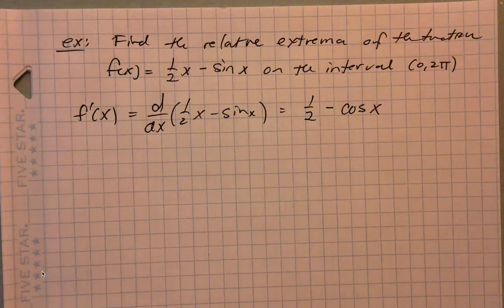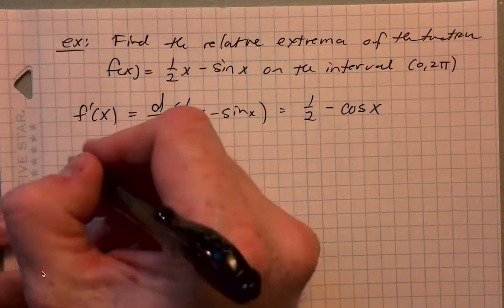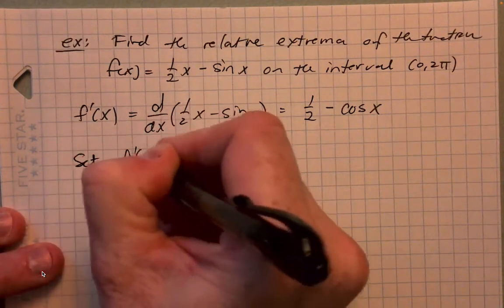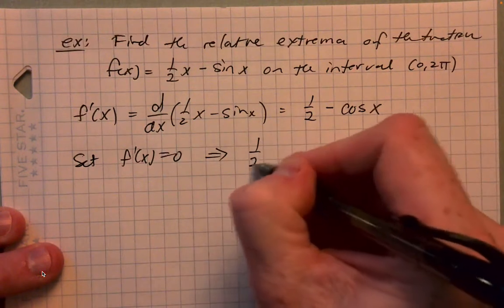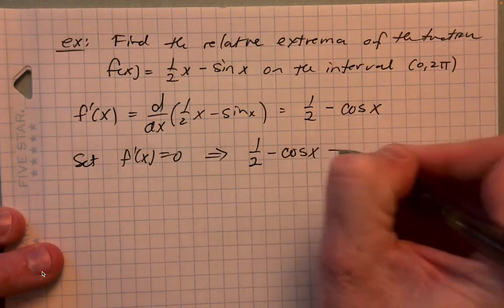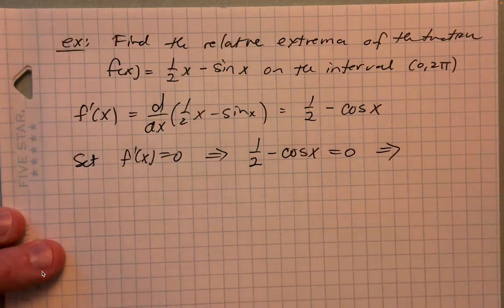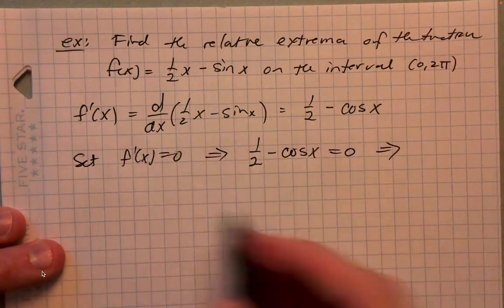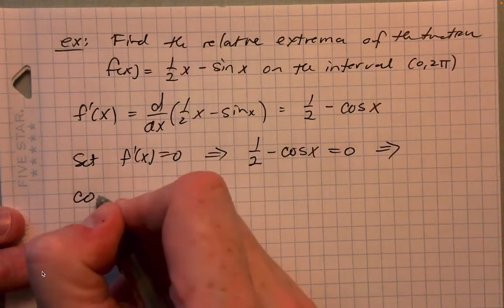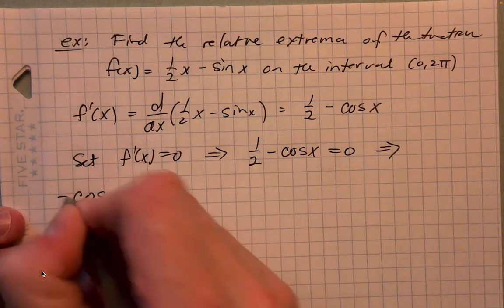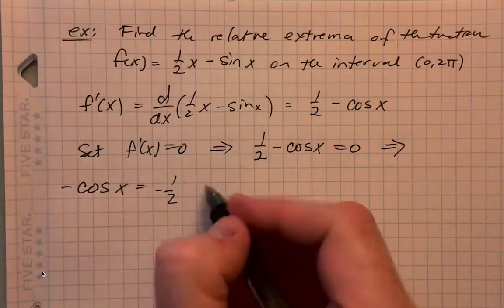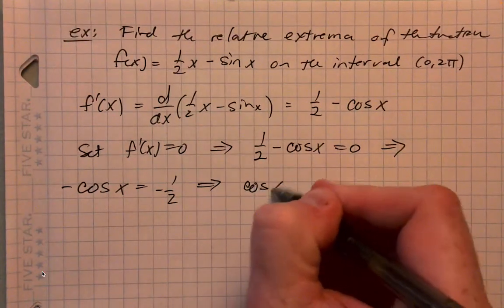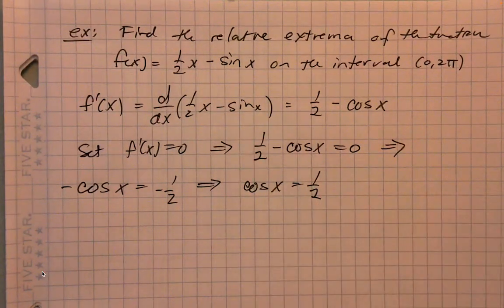Okay. Now let's find the critical numbers. And so set f prime of x equal to 0. And so when we do that, we have 1/2 minus cos x equals 0. Okay, and from that, it's pretty easy for us to say that negative cos x would equal negative 1/2, right? Just doing some algebra here. And then cos x equals 1/2.